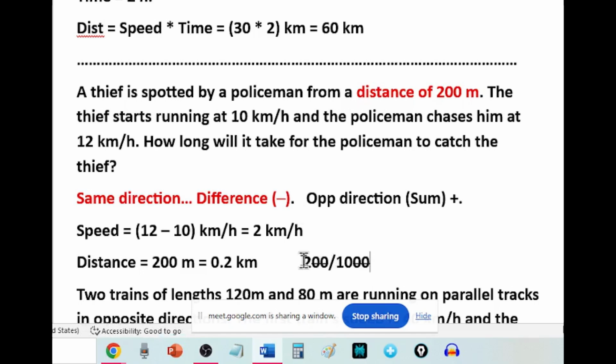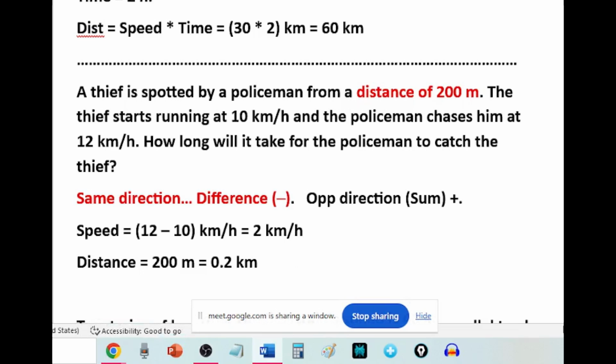2 by 10 means 0.2. 2 by 10 will be 1 by 5, that is 0.2. It is not 10 by 2, it is 2 by 10. 10 by 2 is 5. 2 by 10 and 10 by 2 are not the same thing.